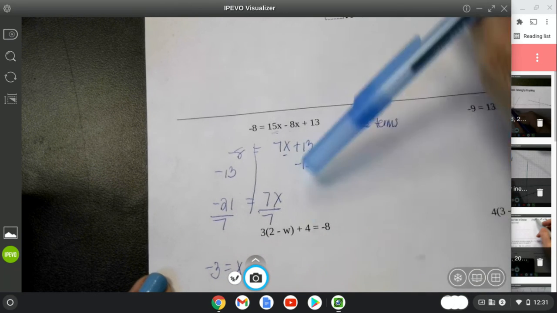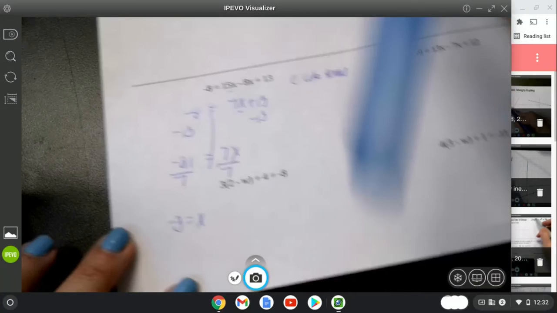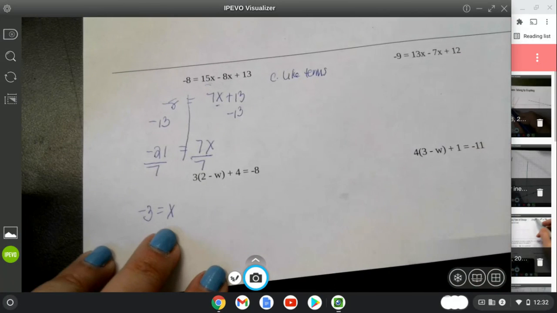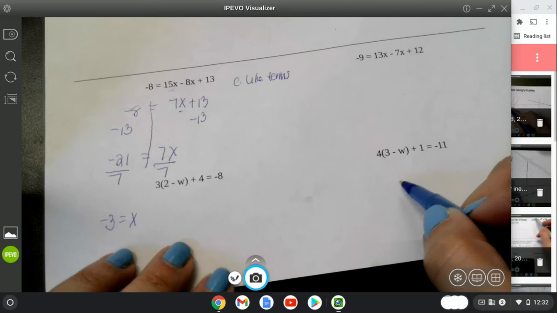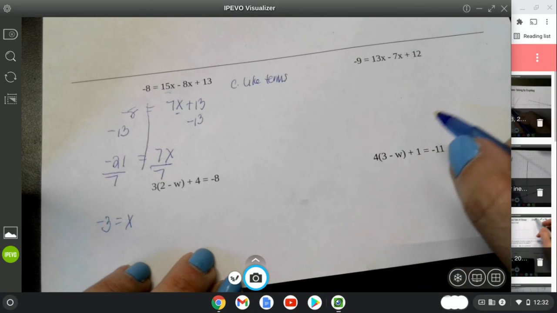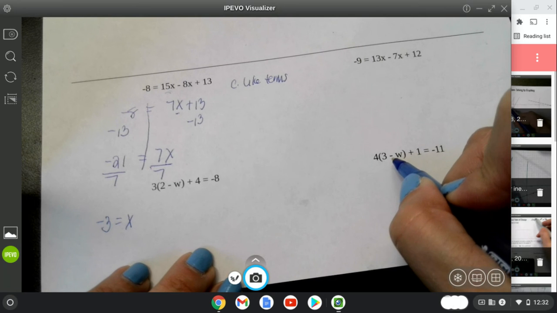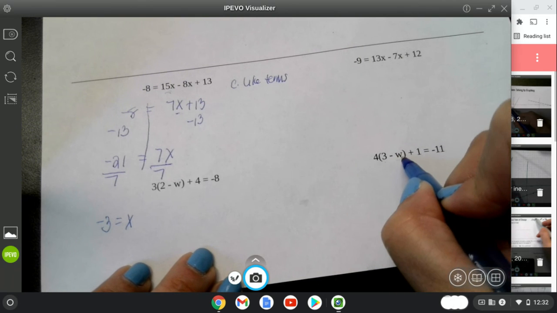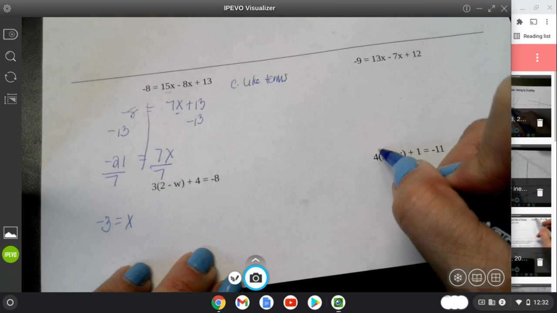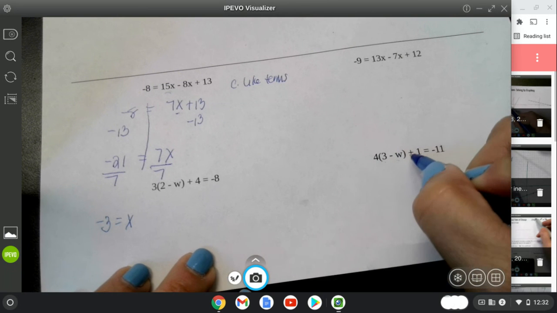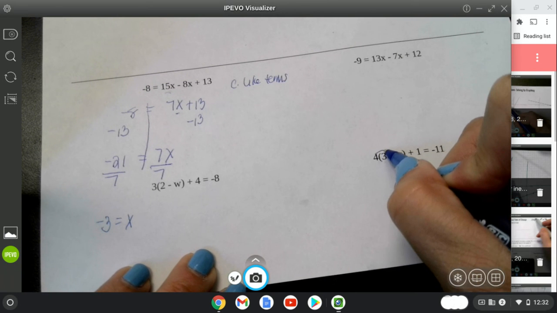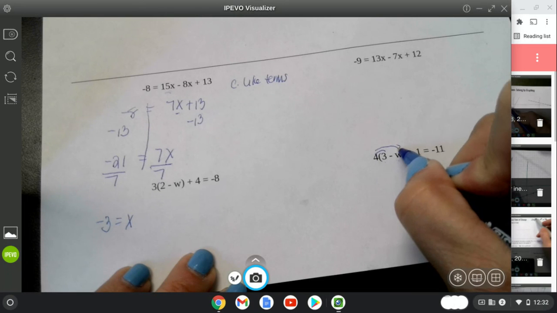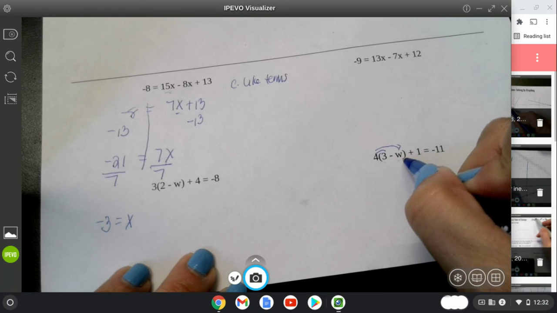Another type of problem that you might encounter, or will encounter, is one where you have to use the distributive property. I'm going to do this one over here. So with the distributive property, I can't combine what's in the parentheses because they're not like terms. And I have this 4 outside the parentheses that needs to be multiplied by what's inside. So I have to distribute the 4 to everything in the parentheses and multiply each term separately.